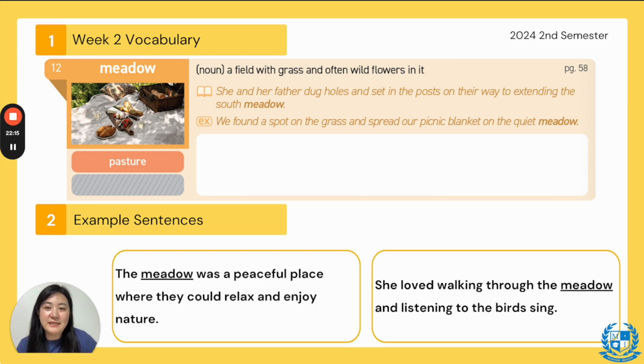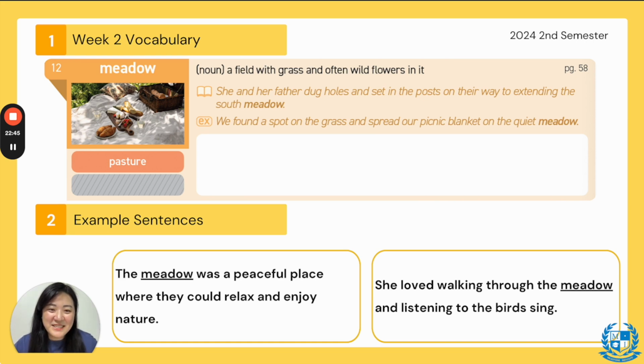Next example, let's read together. We found a spot on the grass and spread our picnic blanket on the quiet meadow. That'd be so much fun. Oh, but not in this heat. So in the quiet meadow, they're having a picnic. Here, the meadow was a peaceful place where they could relax and enjoy nature. Yes, so just imagine just laying down at the park and you're like, wow, this is so great.